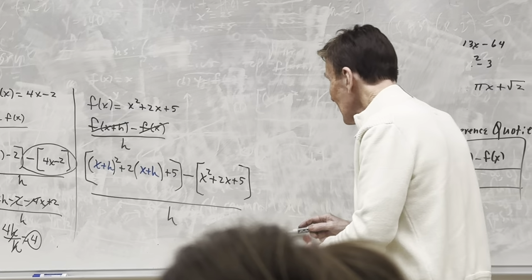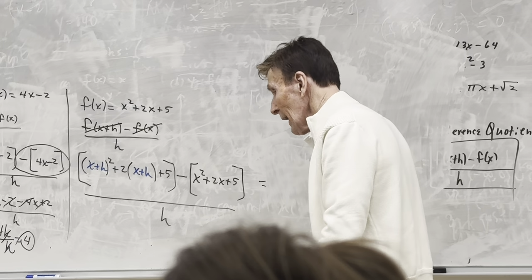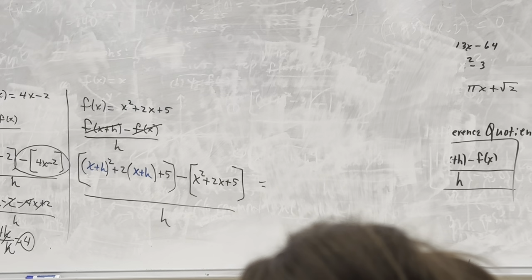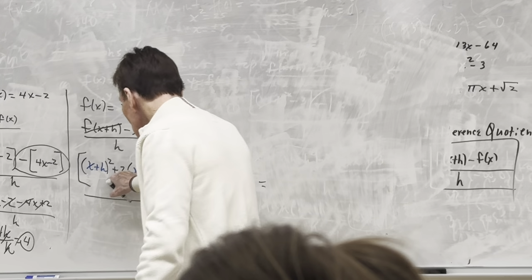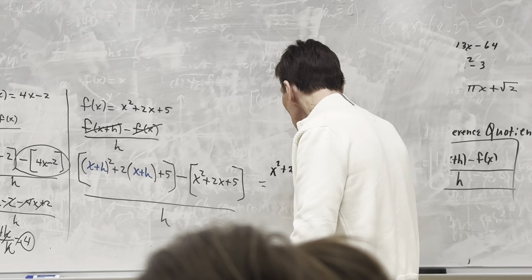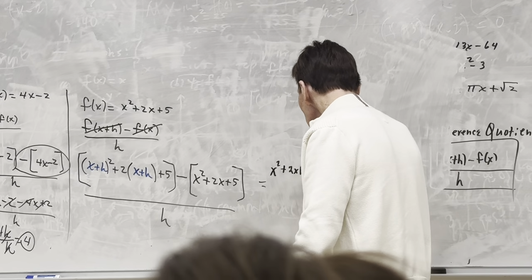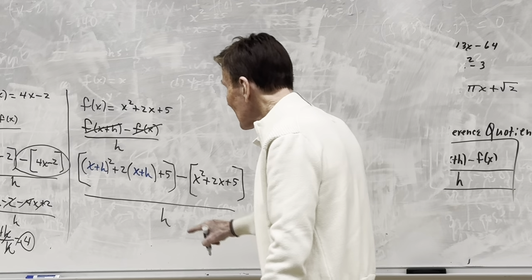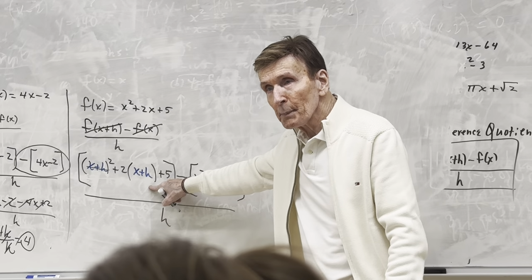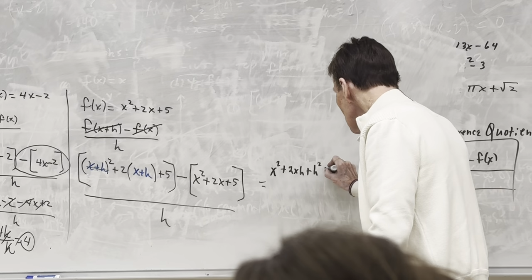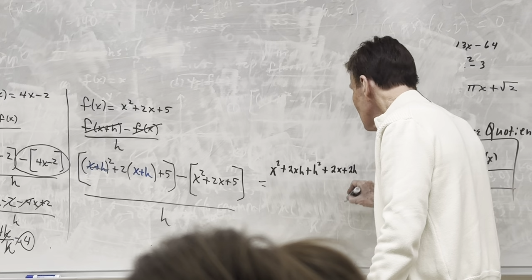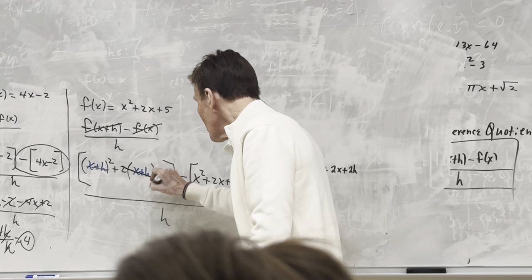Now I have to clean this up, and this is where we all might make mistakes: the algebra. First, x plus h quantity squared is x squared plus 2xh plus h squared. That is done. Next, the distributive property, distribute the 2: 2x plus 2h. Done. Plus 5.